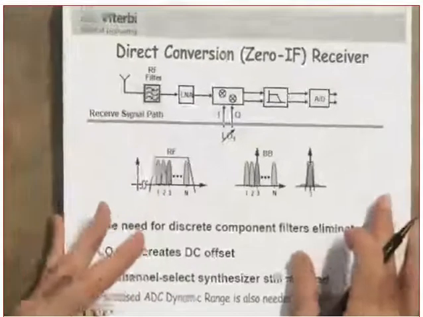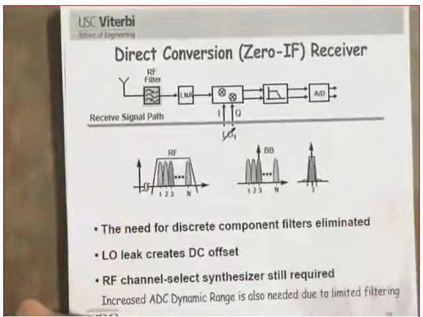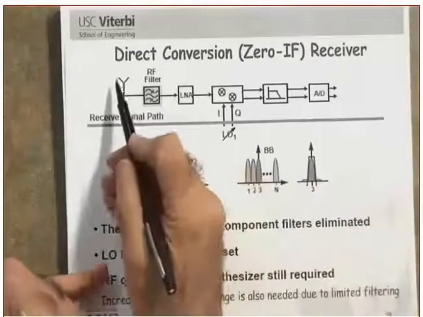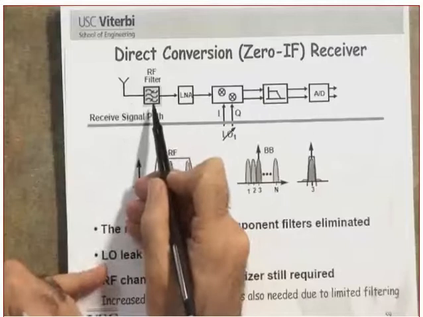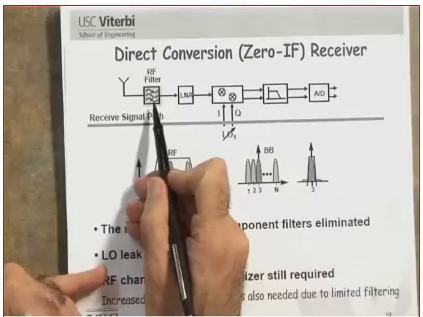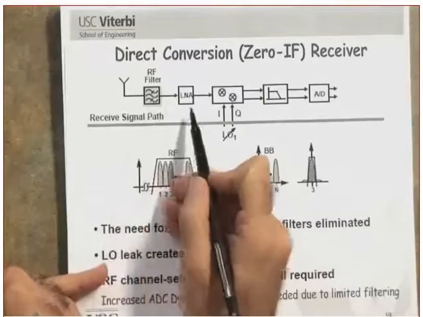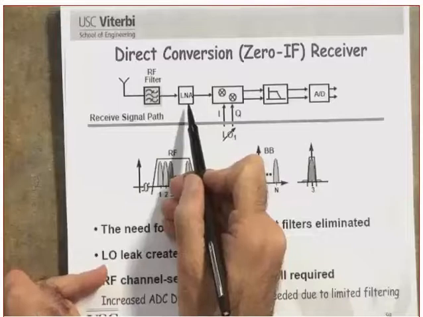Let's see it from here so that you can see it. This is a simple block diagram. This is the received carrier. What is this one for? This is for the band selection. You are going to select the band. Then you are going to amplify the signal, the low noise amplifier.